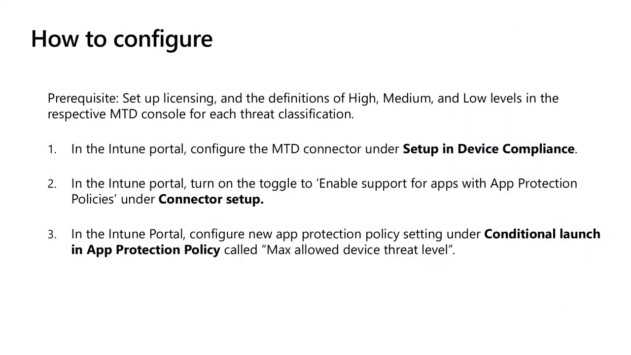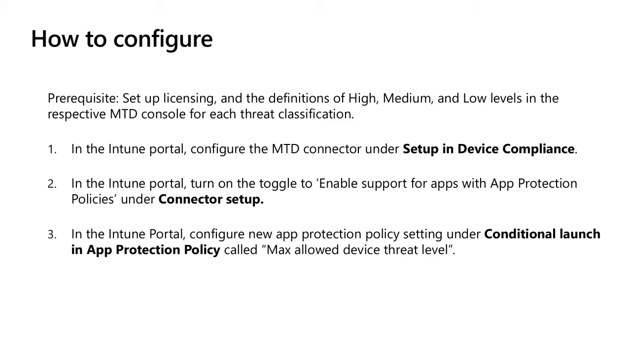So how to configure. This is kind of a summary of what the admin experience is going to look like. We have docs up about this, so you can go back and take a look at this and try experimenting with it yourself. Essentially, the prerequisites are to set up licensing and set up the definitions of high, medium, and low levels in the respective MTD console for each threat classification. This is something you would do as an organization, talking to your security folks. What are the threats that you're most concerned about, and what level of classification do they mean for you?